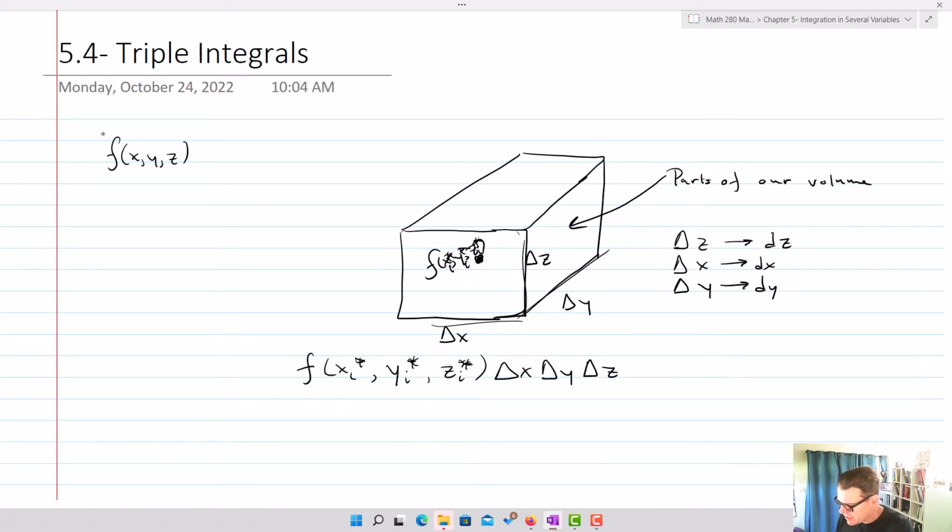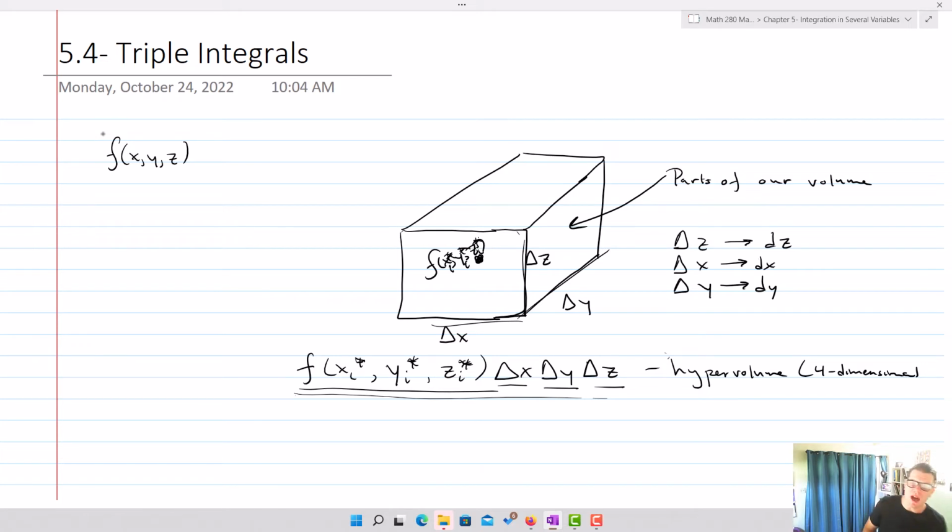And you kind of imagine that this is what we call a hypervolume for the cube. A hypervolume because it's four-dimensional: one dimension, two dimensions, three dimensions, four dimensions, right? So it's four-dimensional, and so we call that a hypervolume. We're going to accumulate those all up. We're going to add them all up, taking really, really small pieces.